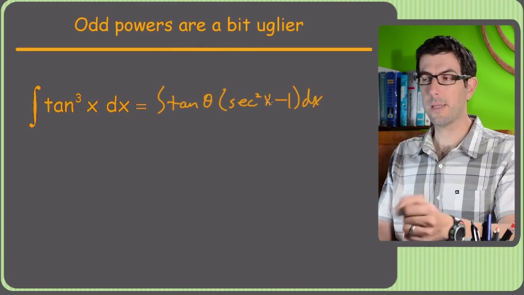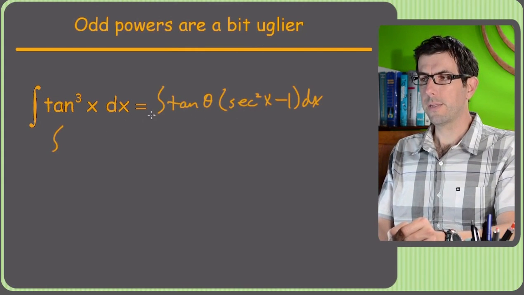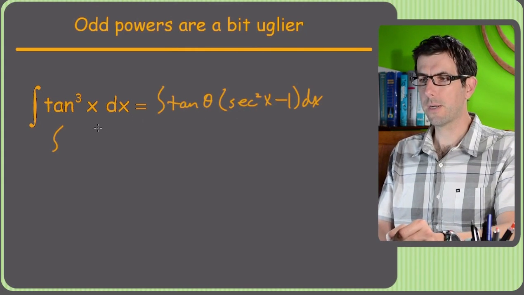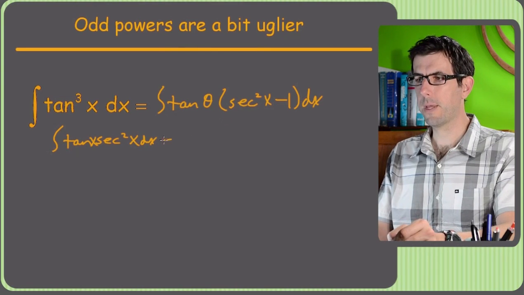All right, so algebraically, that was pretty straightforward. So at this point, I'll break it into the two separate integrals since I have two terms here. So I've got the integral of tangent times secant squared. And then I've got minus the integral of just tangent. Oops, it's not theta, that's x.